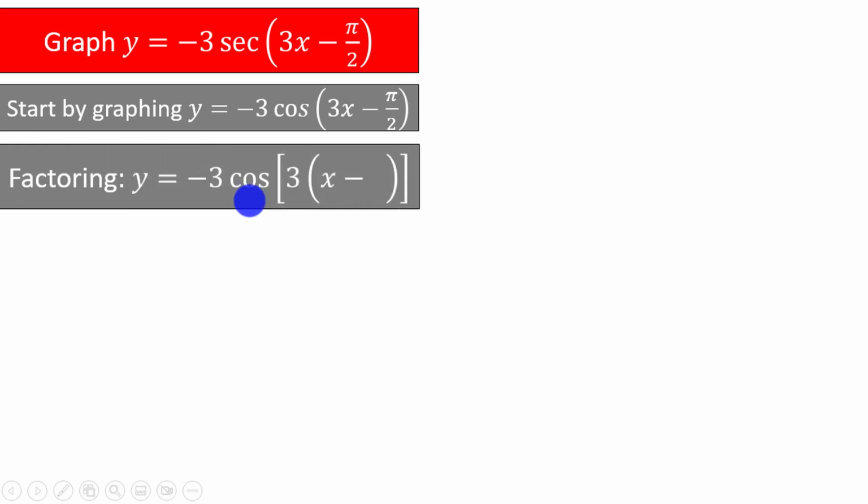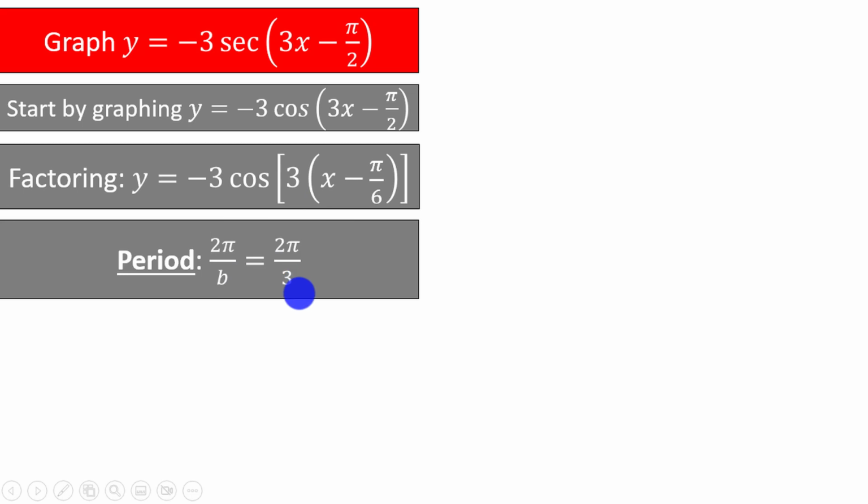So we will have negative 3 times the cosine of 3 times x minus something. Now the way that I think about this is we are dividing out 3. So if we just take pi over 2 and divide by 3, we would get pi over 6. So pi over 6 is the number that we need inside the parentheses. The period is 2 pi divided by b, or 2 pi divided by 3, either the value here or the value that you divided out. So our period is 2 pi over 3.